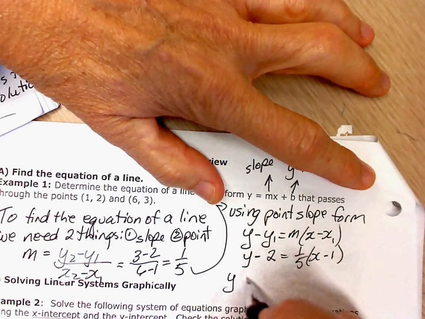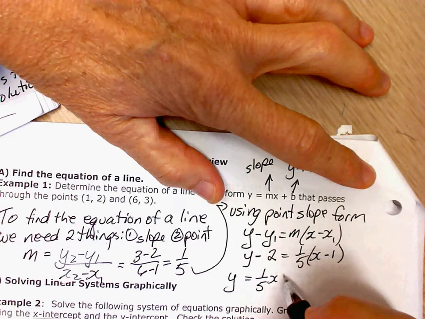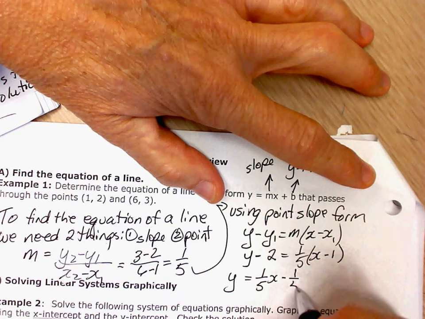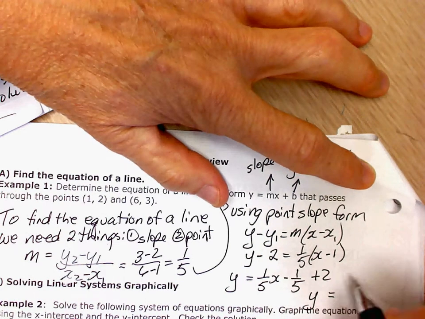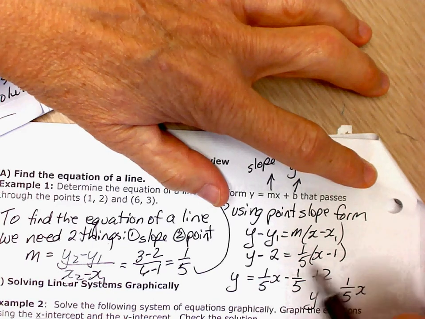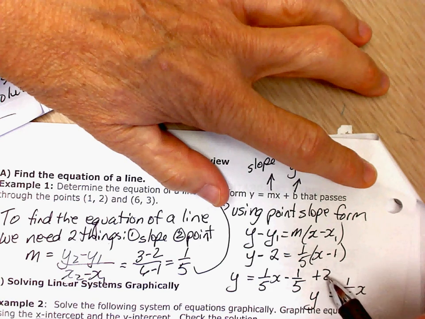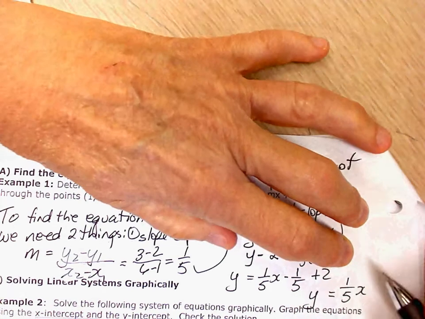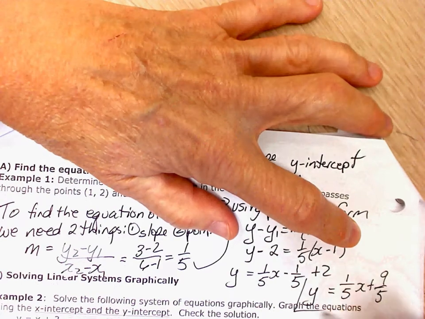I'm going to add 2 to both sides: y equals 1 over 5x minus 1 over 5 plus 2. Y is equal to 1 over 5x, and then we have to get a common denominator, so 2 is equivalent to 10 over 5. 10 over 5 minus 1 over 5 is 9 over 5. So there's the answer to that question.